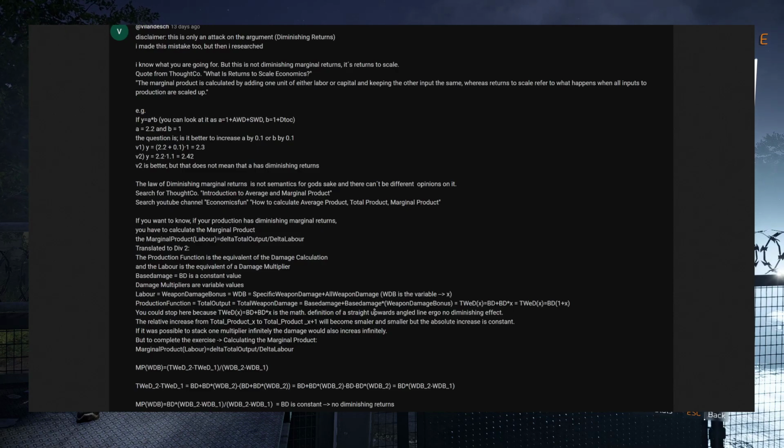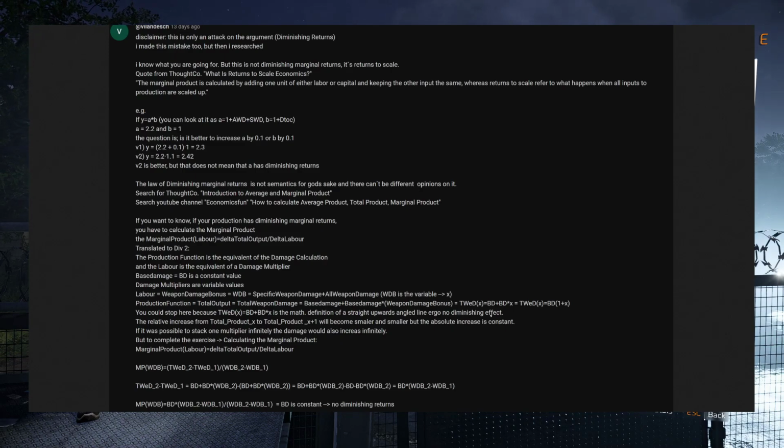So if we were to actually do the calculation and put them together, as you can see here, basically what they've done is put in the function of, if you boil this down, if you add a number to a stat, how much does it go up by? And as I talk about here, definition of a straight upward angled line, ergo no diminishing returns.